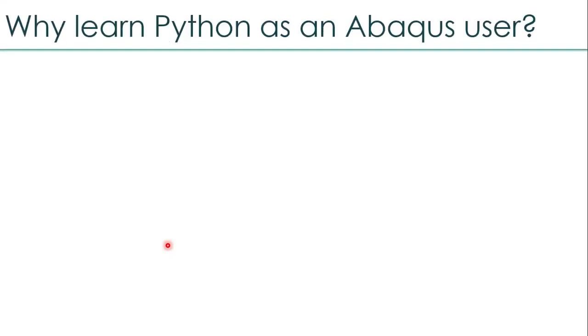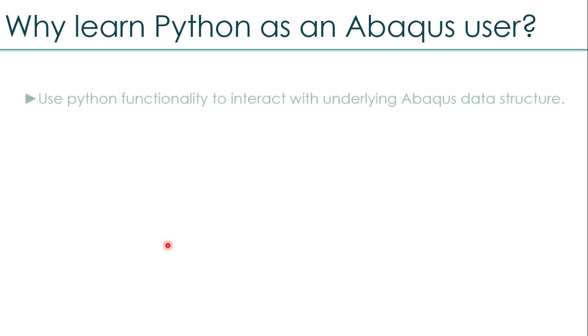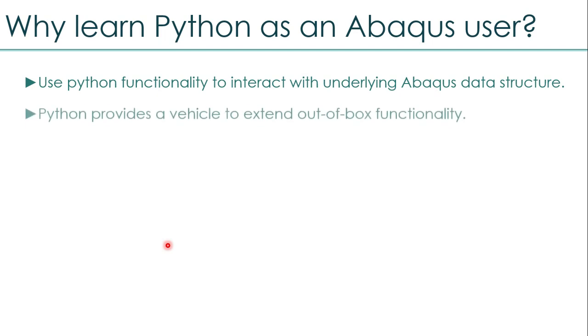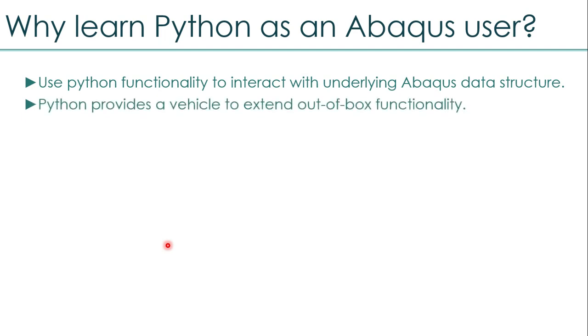So next, as an Abaqus user, why should you learn Python? What kind of things can you do with Python? Using the Python functionality, you can analyze the Abaqus data structure, whether it be the model database or the output database, the ODB data files. All this data you can read, interact with, and do things with, and basically it will enhance your capability.